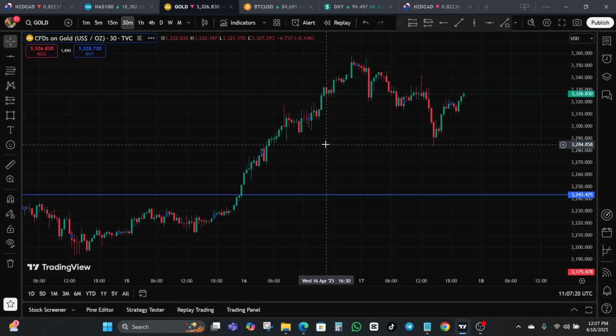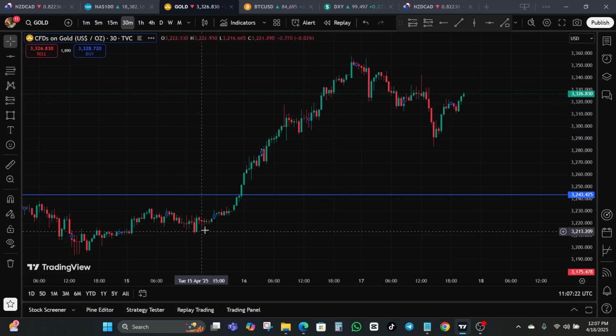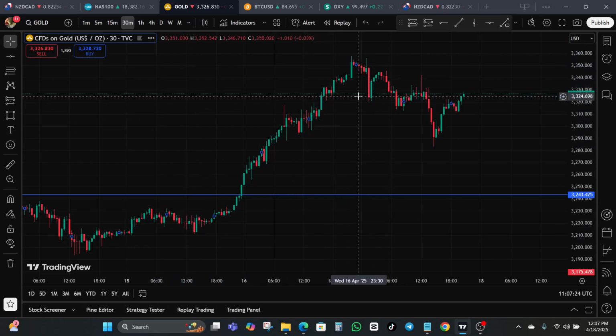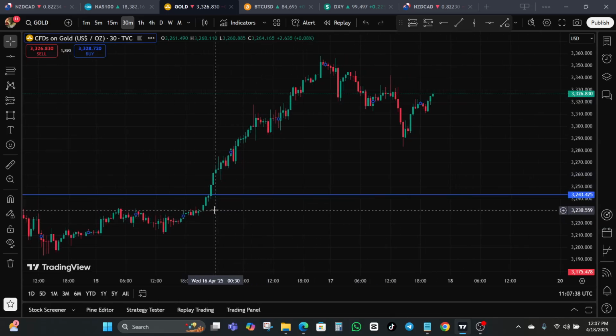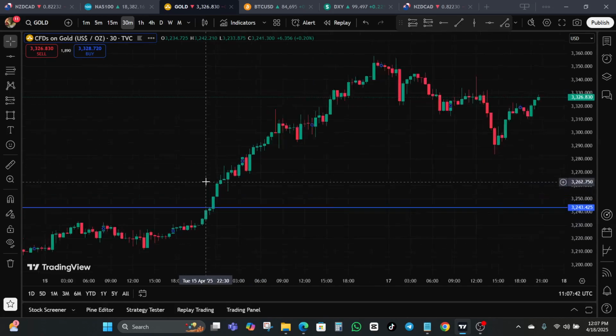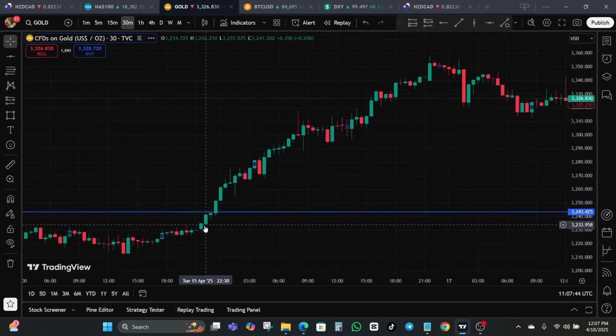Just make sure that you get your confirmation. Stop loss can be below the recent swing low. Take profit can be risk to reward of 1:2 minimum, or you can target resistance zones. The patterns that you're going to be looking out for are bullish engulfing and other bullish candlestick patterns. Basically, it is a bullish trend. You can see how we had a series of bullish patterns here. In fact, we had significant bullish patterns.